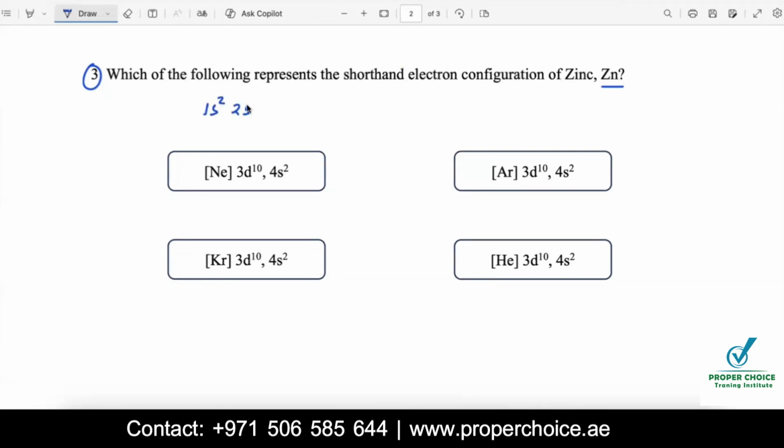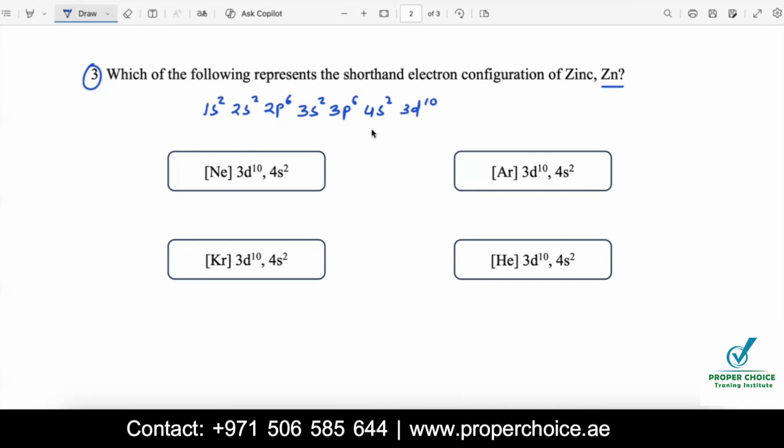1s2, 2s2, 2p6, 3s2, 3p6, 4s2, and count it. How many have been done? So 2 plus 2 is 4, 4 plus 6 is 10, 10 plus 2 is 12, 12 plus 6 is 18, 18 plus 2 is 20, then it's going to be 3d10.